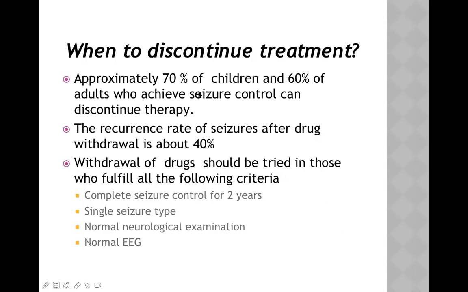Approximately 70% of the children and 60% of the adults who achieve seizure control can discontinue the therapy. This is a very good data. See there, almost 70% of the children and 60% of the adults who have good seizure control can discontinue the therapy. So we have to give this counseling to the patient party. They don't need to take the drug for lifelong. Another point is the recurrence rate of seizure after drug withdrawal is about 40%. So the seizure can come back again, and the type of treatment is again the same one.